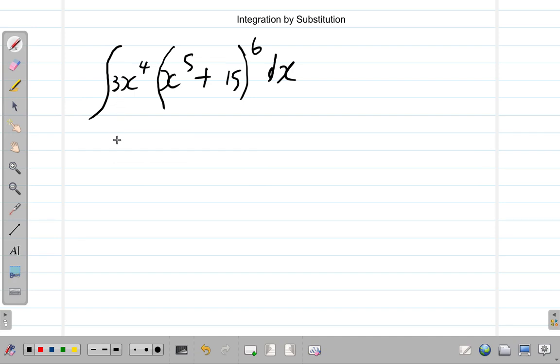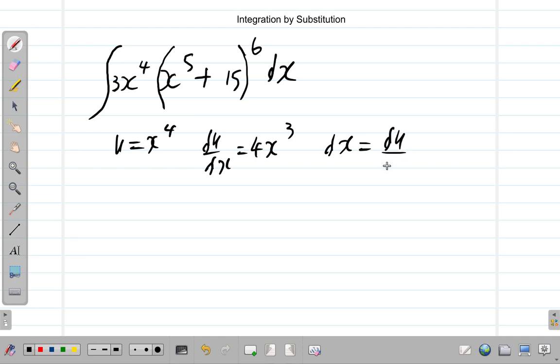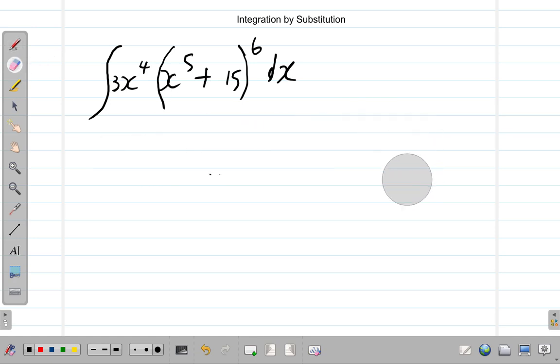Another thing we could look at is if we use u equal x to the 4th, doing it without the 3, then du by dx would be 4x cubed. And then dx now, which is here, would be equal to du over 4x cubed. And we need this 4x cubed to cancel some other 4x cubed, but we don't see it there. So we need to use some other substitution.